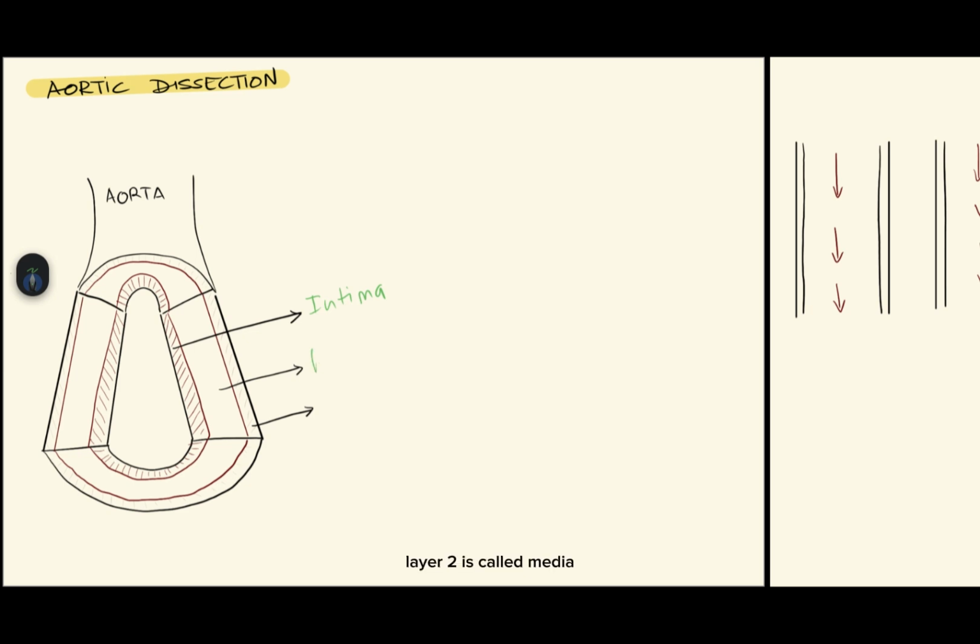Layer 2 is called media. This is the middle layer and the most critical. It is composed of three things: elastic fibers, smooth muscle cells, and collagen fibers. Media gives the aorta its viscoelastic property. That means it allows the aorta to distend under systolic pressure, store energy elastically, and then recoil during diastole to propel the blood to peripheral organs.